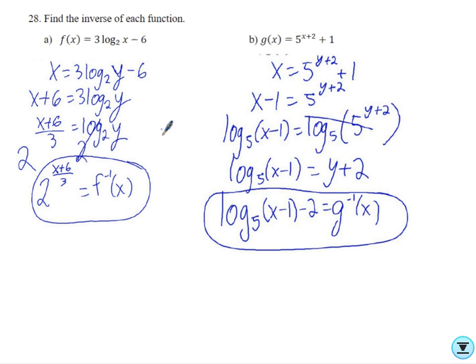All right, for letter B, again, we want to switch x and y. So we have x equals 5 to the y plus 2 plus 1. And then we need to isolate the exponential function. The exponential function here is 5 to the y plus 2. So first I subtracted 1 from each side.